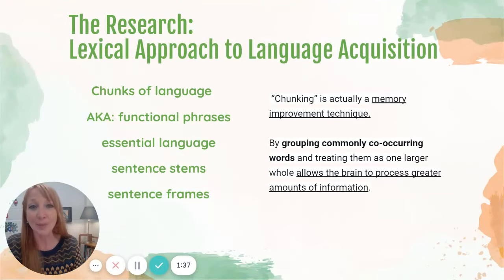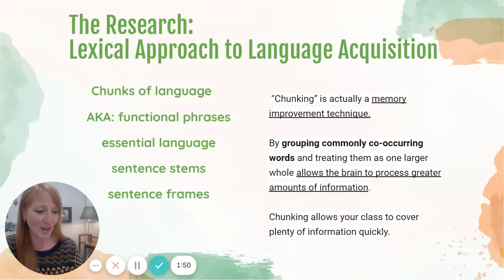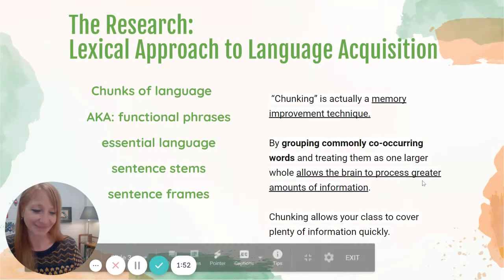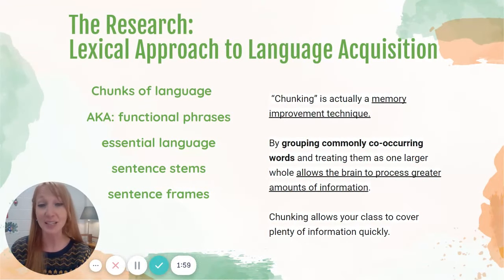So it's actually a memory improvement technique, and it allows the brain to process larger amounts of information. It also allows your class to cover plenty of information quickly. With native speakers, we often just know the correct grammar, but we can't explain why, and that is because of this concept. We know common phrases, so we're accustomed to the sound of words together. We know what is correct and what is not.